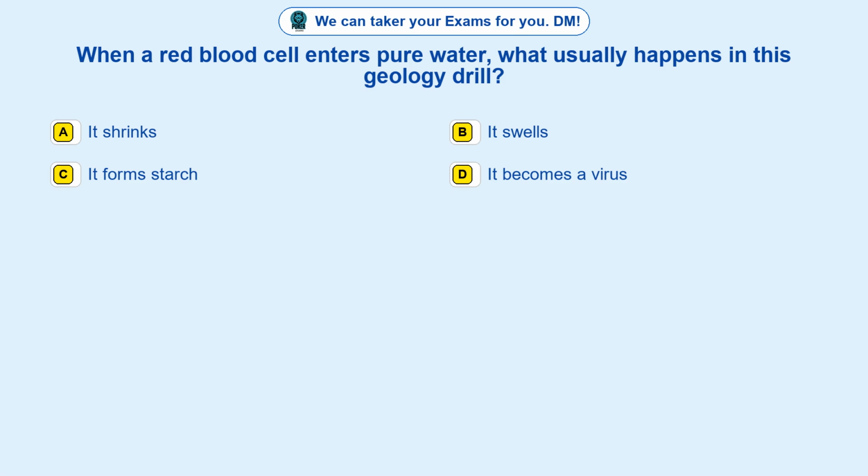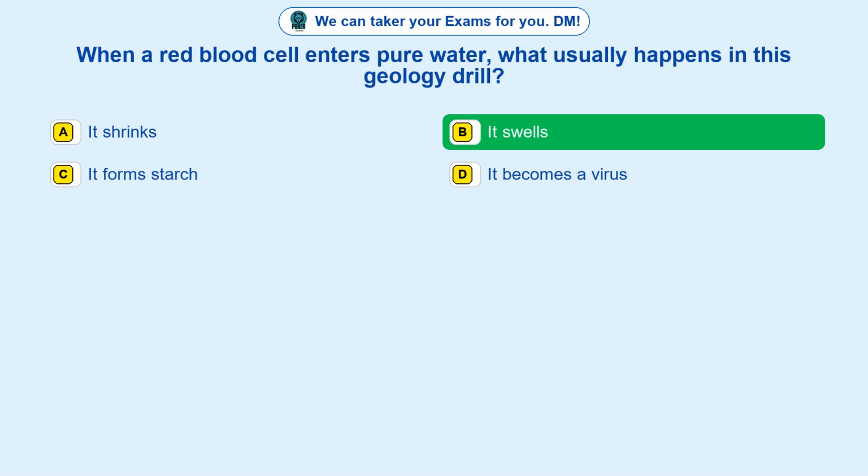Question 8. When a red blood cell enters pure water, what usually happens in this geology drill? Option A, it shrinks. Option B, it swells. Option C, it forms starch. Option D, it becomes a virus. The correct answer is option B, it swells.